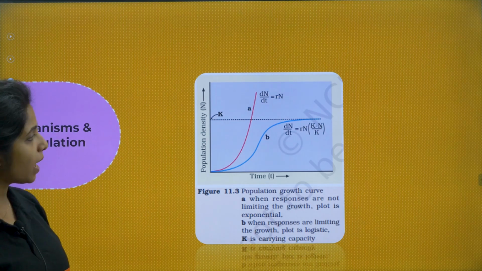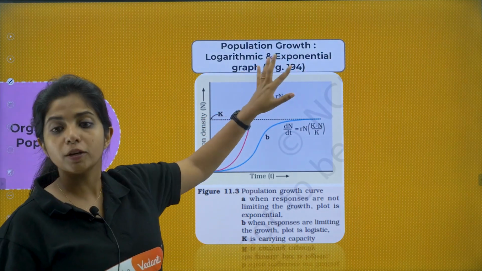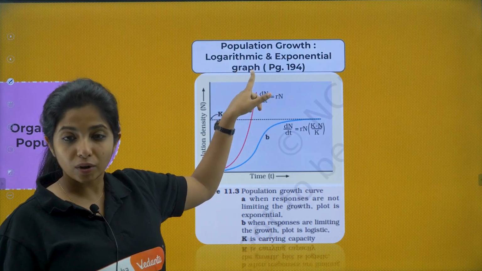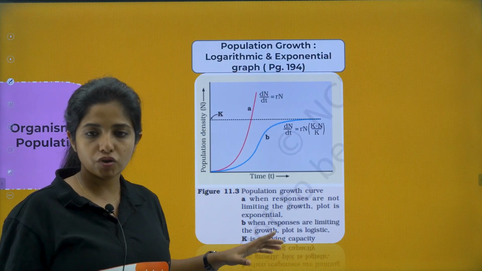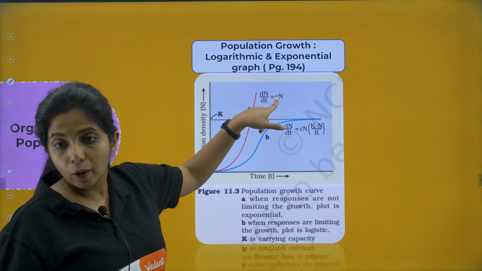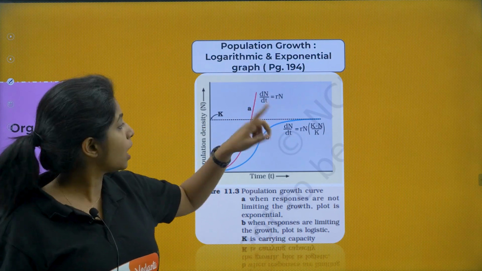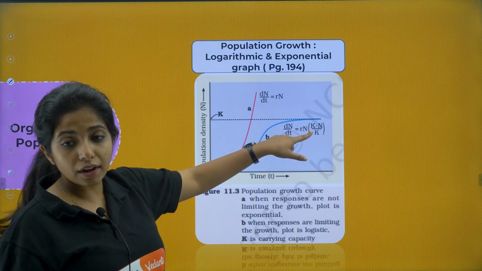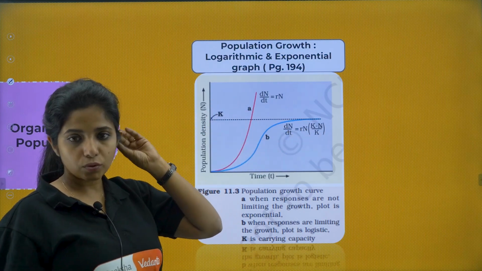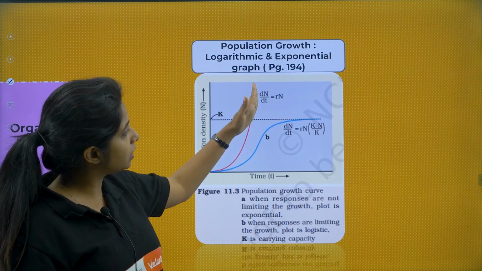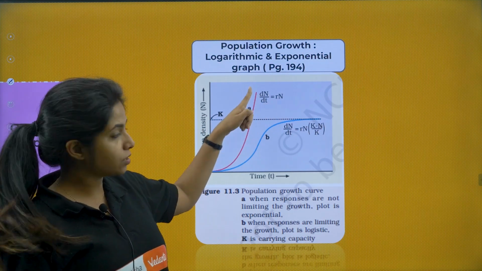Now organisms and populations, again only one picture, given on page number 194: the population growth, logistic and exponential graph given over there. Know the formula dN by dt is equal to rN. Here r is the intrinsic rate of natural increase, and the other equation is dN by dt is equal to rN (K minus N) by K. What is K, dear children? Carrying capacity. It has a sigmoid curve, and there is a J-shaped curve.